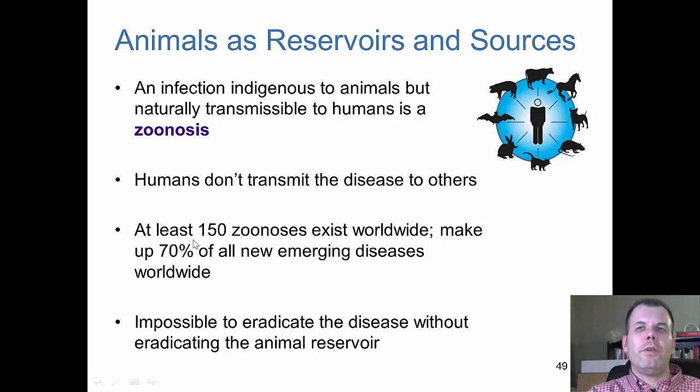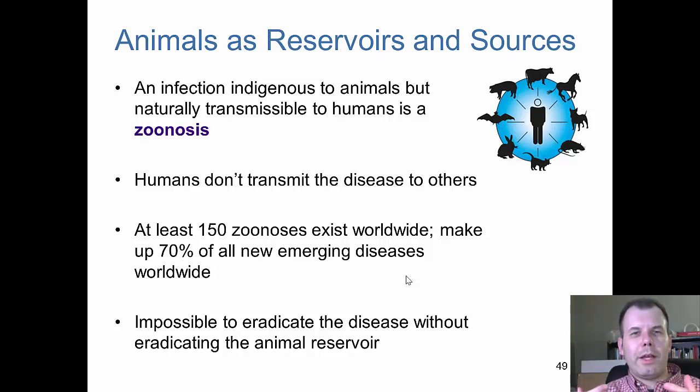There are about 150 zoonoses, and again, they exist worldwide, and they make up about 70% of the newly emerging infections. And these are infections that are coming about from areas that we're getting into, like the jungles, and areas that are now being moved into by humans that weren't before, and now people are getting these diseases. And again, it's impossible to eradicate things without getting rid of the reservoir.